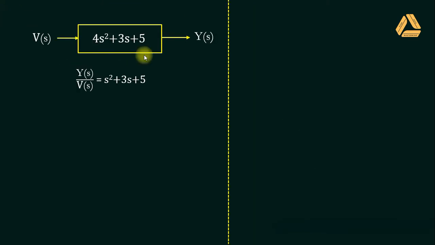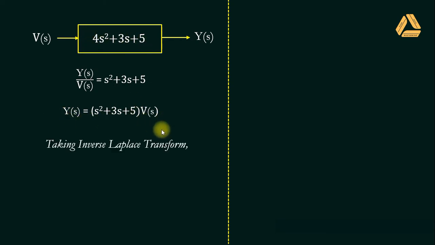Coming to the second block diagram. Here the intermediate output is given as input to this block diagram, and the actual output is Y(s). So the ratio is given by s square plus 3s plus 5. Sorry, here the 4 is not there. This is nothing but s square plus 3s plus 5. Just ignore this 4. It is a printing mistake.